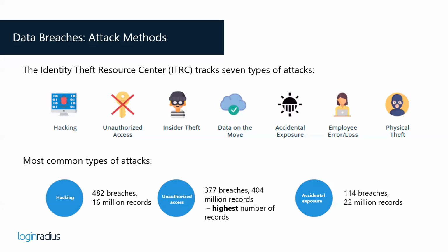There are a few different ways of how these attacks occur. The Identity Theft Resource Center, the ITRC, they've been keeping track of data breaches since around 2005. They have an annual report every year. Essentially, they track 7 different types of attacks, anywhere from hacking to insider theft or employee error or physical theft of the actual database. And what they found in 2018 is that the most common type of attacks occur through hacking, unauthorized access, or accidental exposure.